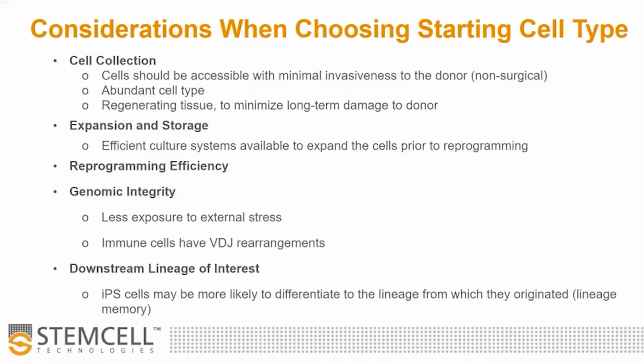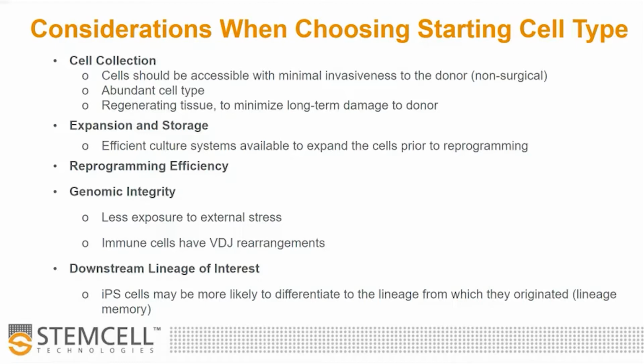When you specifically think about the starting cell type, there are a few more considerations that you need to think about. The first one is cell collection. And very important, the cells that you want to collect should be accessible and with minimal invasiveness to the donor. And so what I mean there, if I give you three options, you can have blood cells, you can have urine-derived cells, or you can have fibroblasts.